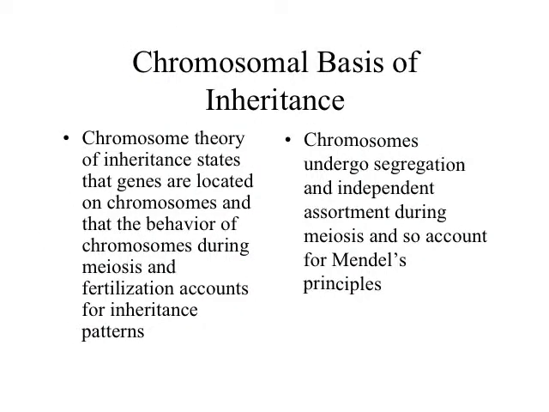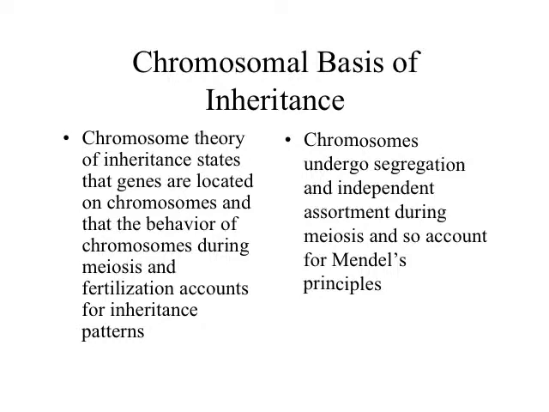A unifying theme that we have touched on throughout learning about meiosis and patterns of inheritance is the chromosomal basis of inheritance. The chromosome theory of inheritance states that genes are located on chromosomes, right? And that the behavior of the chromosomes during meiosis, meaning how they line up and which daughter cell they go to, and also in fertilization, the random chance and probabilities of coming together with certain eggs and sperm, is going to account for inheritance patterns.